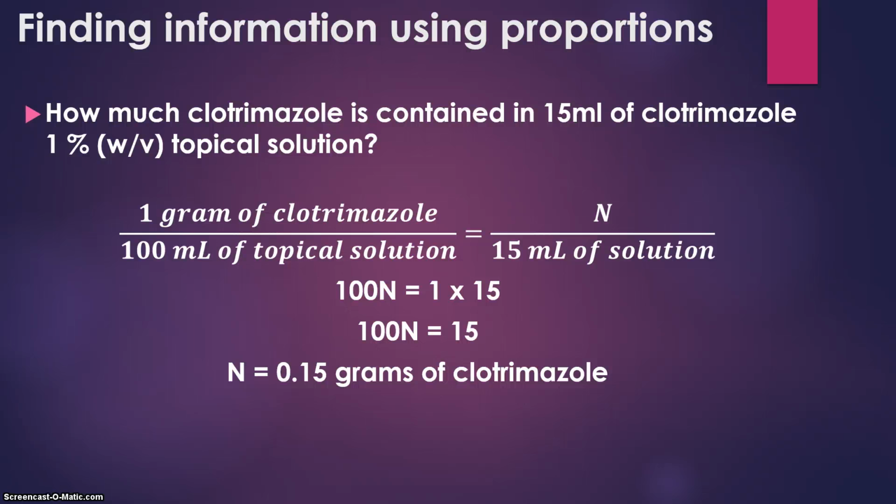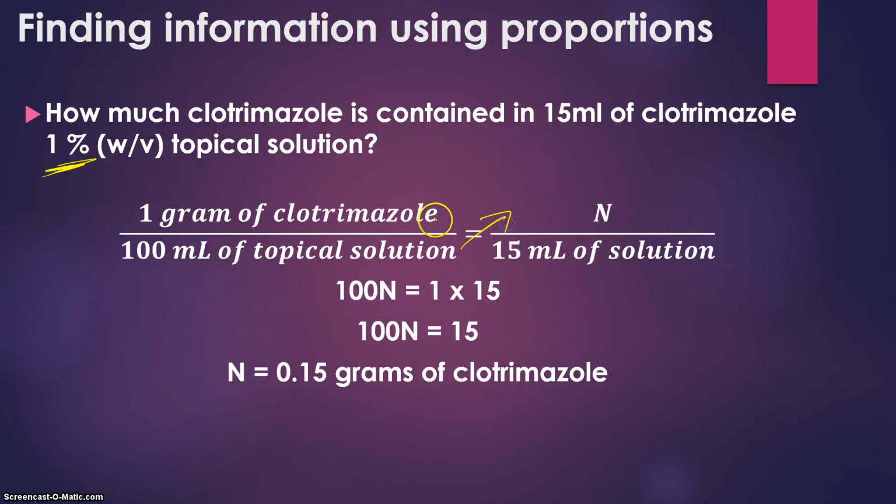Here's another example. How much clotrimazole is contained in 15 ml of clotrimazole, 1% weight by volume topical solution? So it tells you it's a weight by volume, okay? So you have the 1 gram clotrimazole over 100 ml of topical solution. Obtain that from your 1%. All right, and then on your right, you have your unknown. So we want to figure out how many grams of the clotrimazole is in 15 ml of solution.